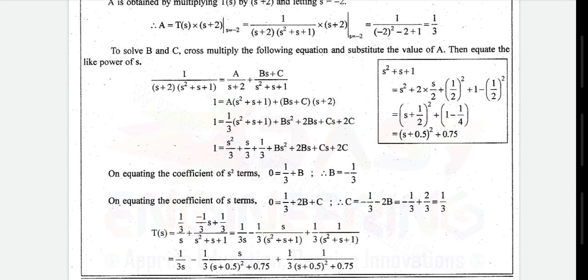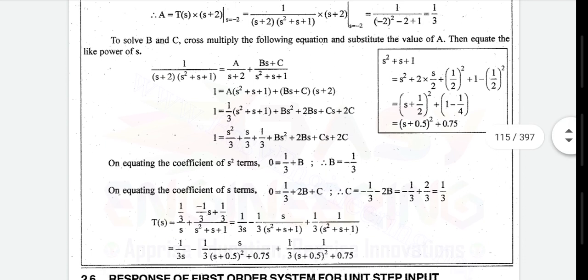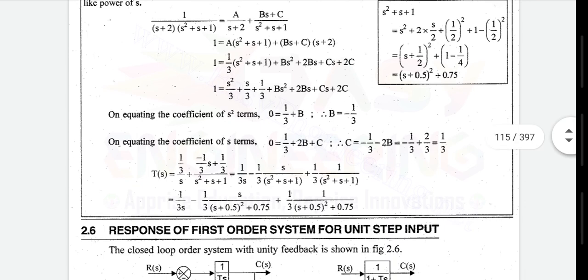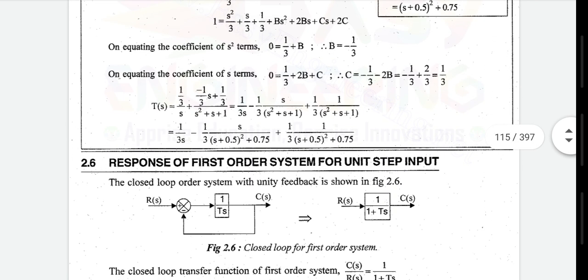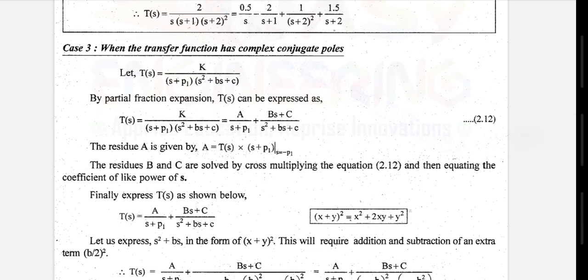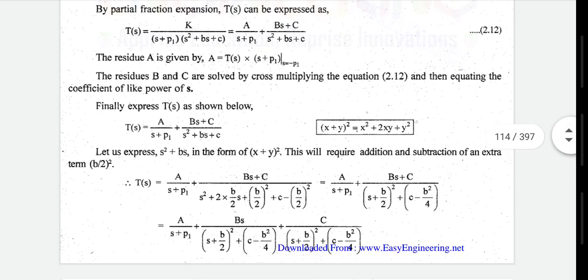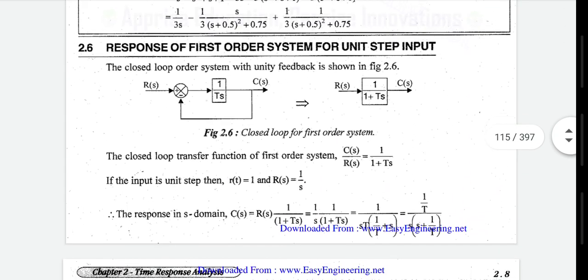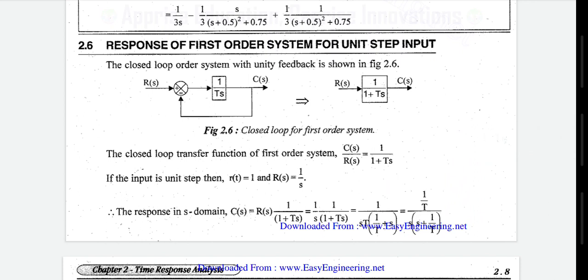This is obtained by pre-multiplying, by doing the LCM of the given transfer function. You can find the s square and s terms directly. Like this you are going to calculate the transfer function T of s for the third case, that is the one having complex conjugate poles.